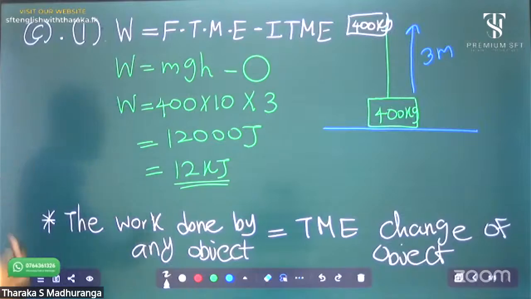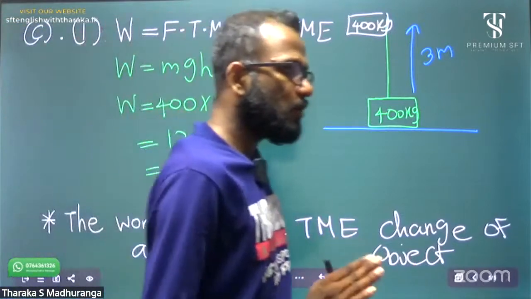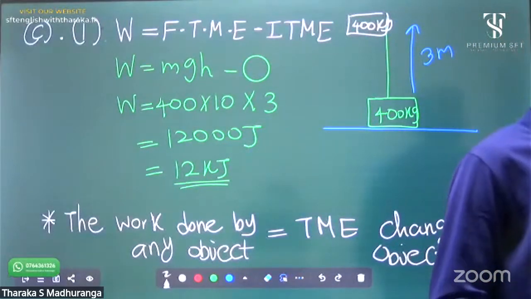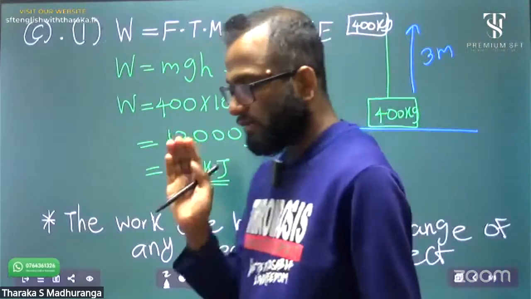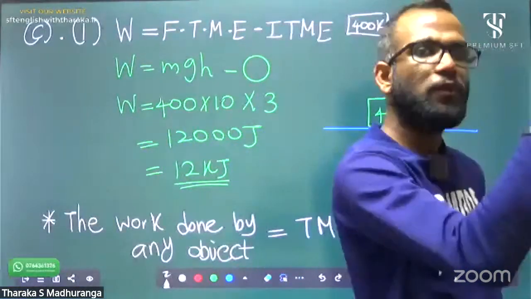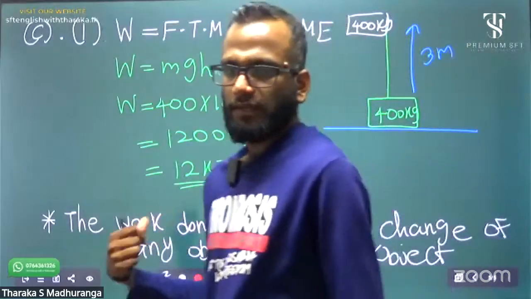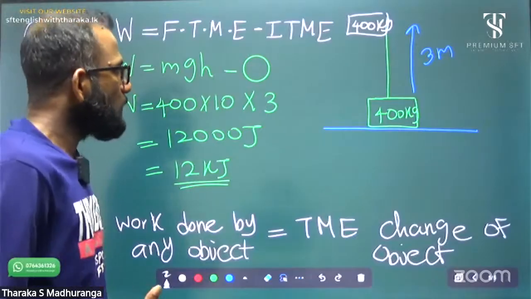Now you can note down. This is the theory. The work done by any object equals the total mechanical energy change. The total mechanical energy at ground level is 0. At 3 meter above point it is mgh, that's potential energy. This is the work done.